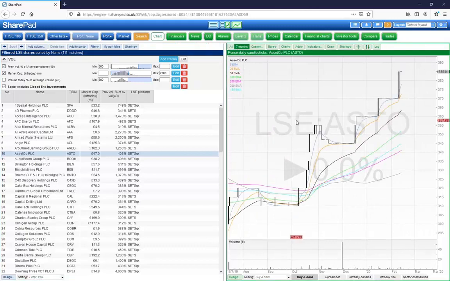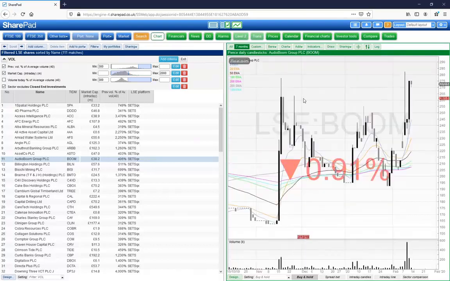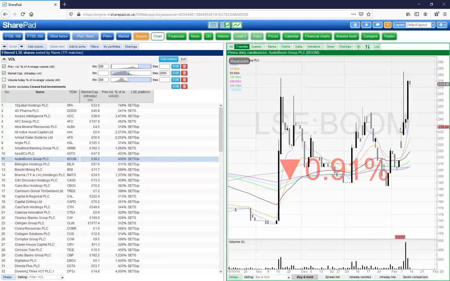This is very illiquid, so I wouldn't look at it. Audio Boom could be interesting. So there was a Sunday News article which suggested that they were dressing it up for sale, and there we can see the big volume spike here.